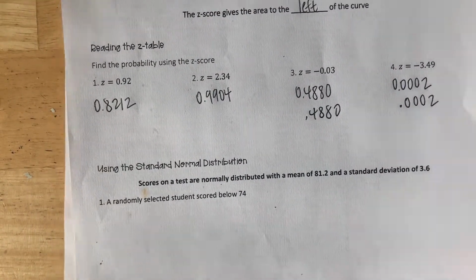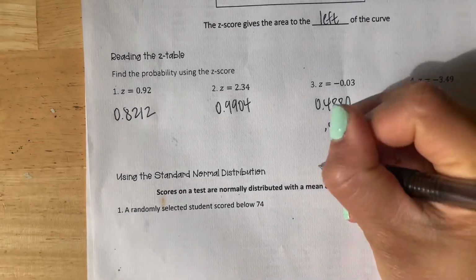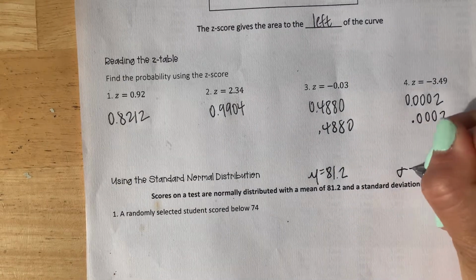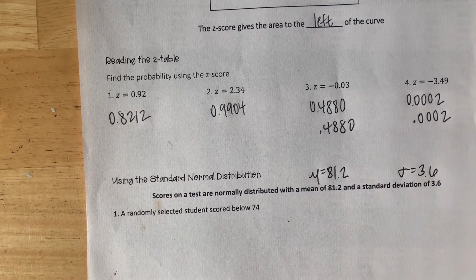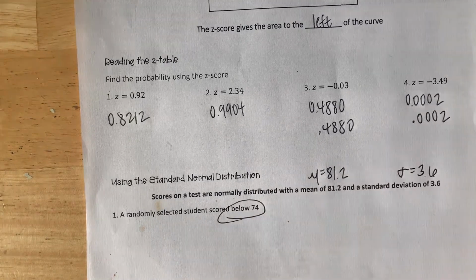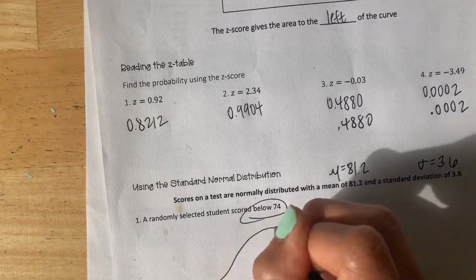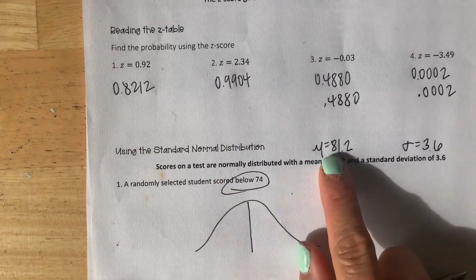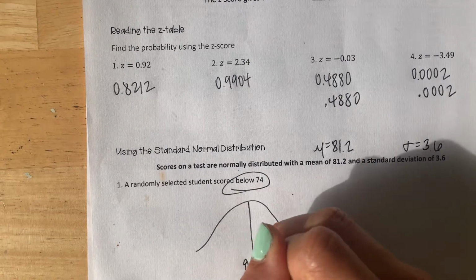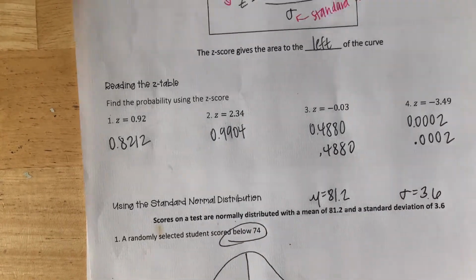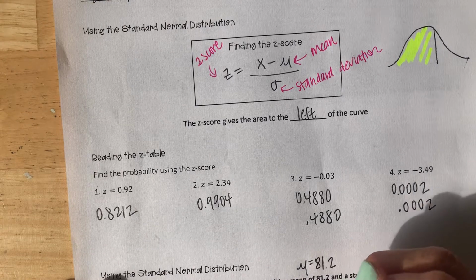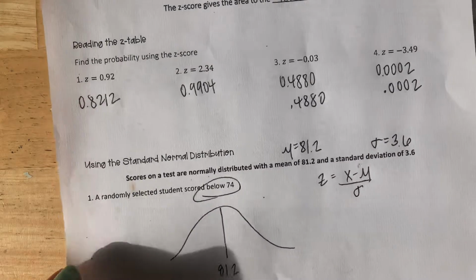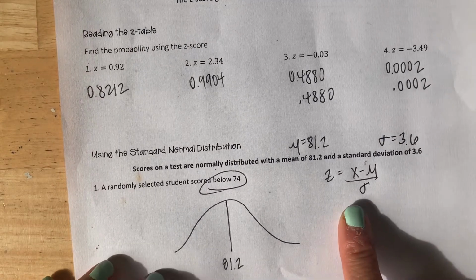So scores on a test are normally distributed with a mean of 81.2 and a standard deviation of 3.6. A randomly selected student scored below 74. So first, like I did last time, you're gonna go ahead and draw your normal distribution curve. This center is always going to be your mean. Now, up top in this box, I said the z-score is x minus the mean all over the standard deviation. Okay, so I just wrote that down there.